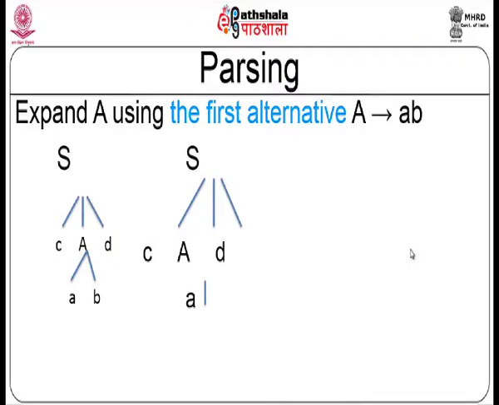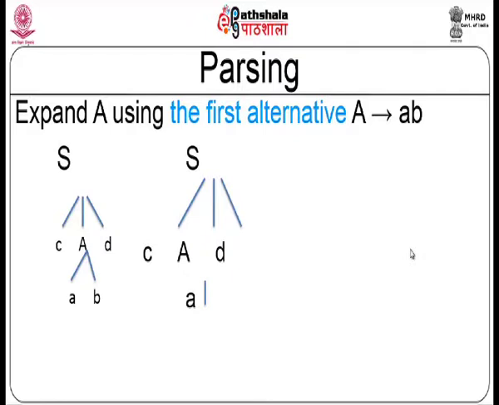Consider this example. Let the input string be CAD. This is how we expand A using the first alternative, A produces AB. So I have the start symbol S, and then I have CAD as its production, because S has got only one production. Now, A could be replaced with AB, but what I want is the string CAD. So I will start with this CAD, and replace this A with a small a.